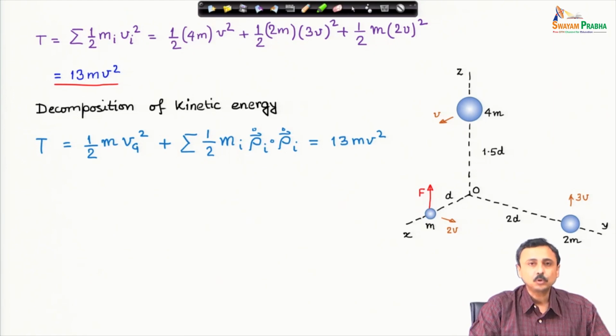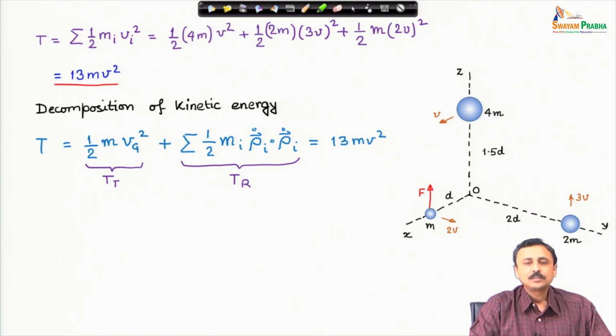and that total kinetic energy is 13 m v squared, which we have calculated using the kinetic energies of the individual particles. Therefore, the first term here is the kinetic energy of translation, the second term is known as the kinetic energy of rotation about the center of mass.